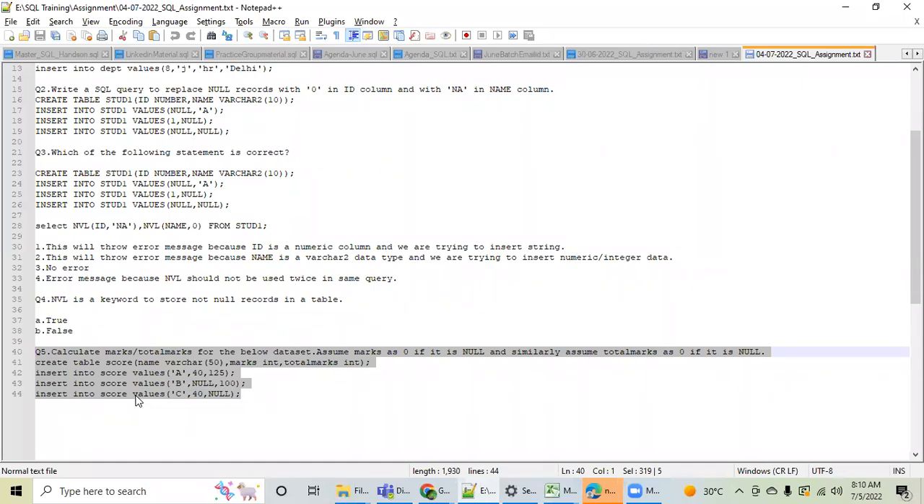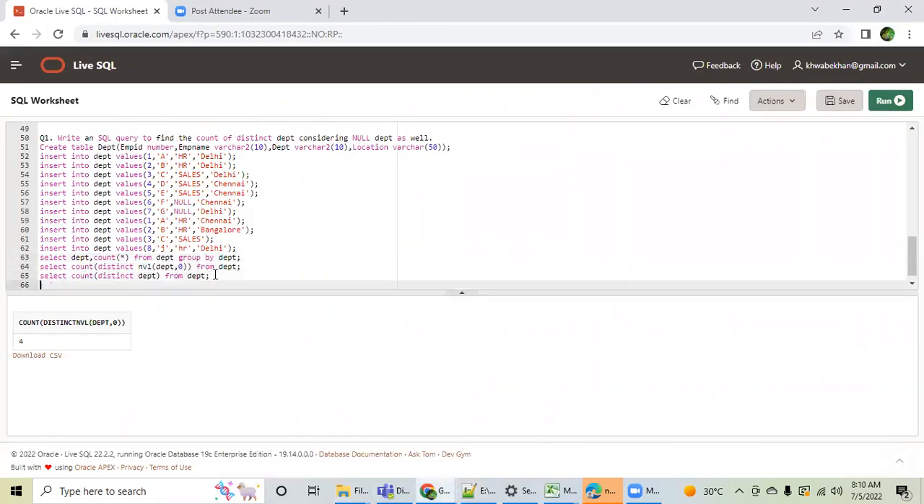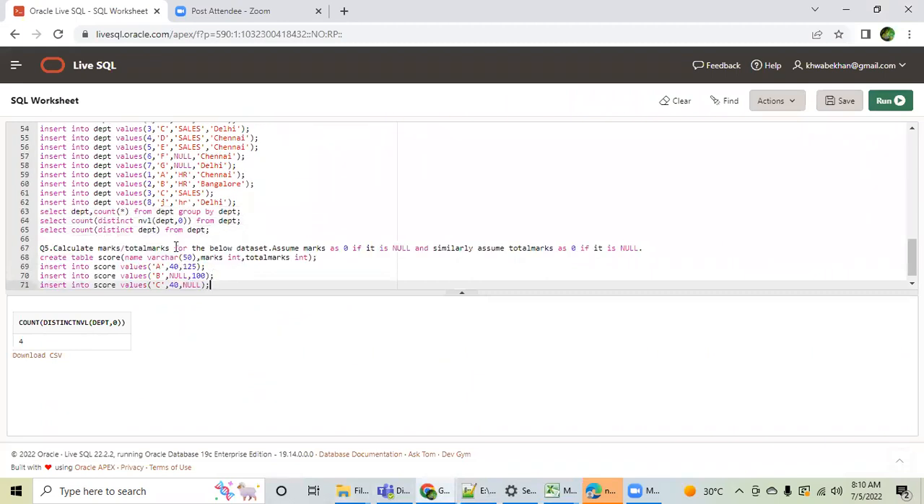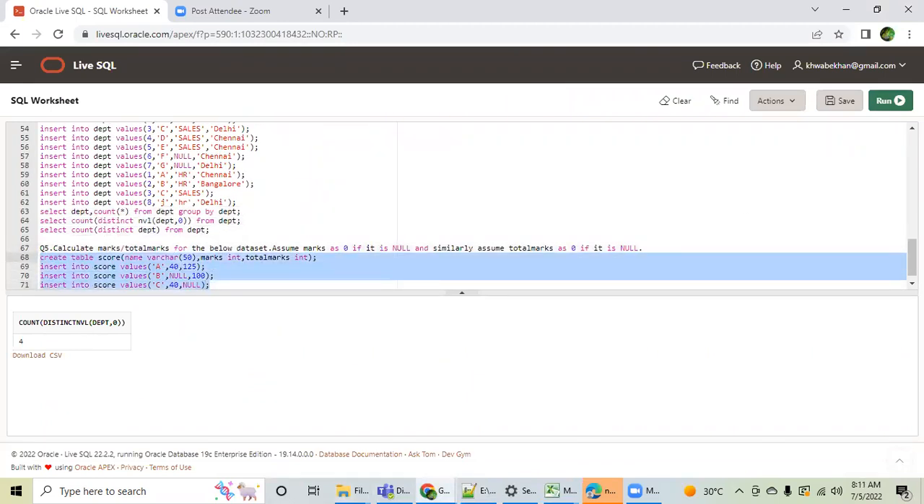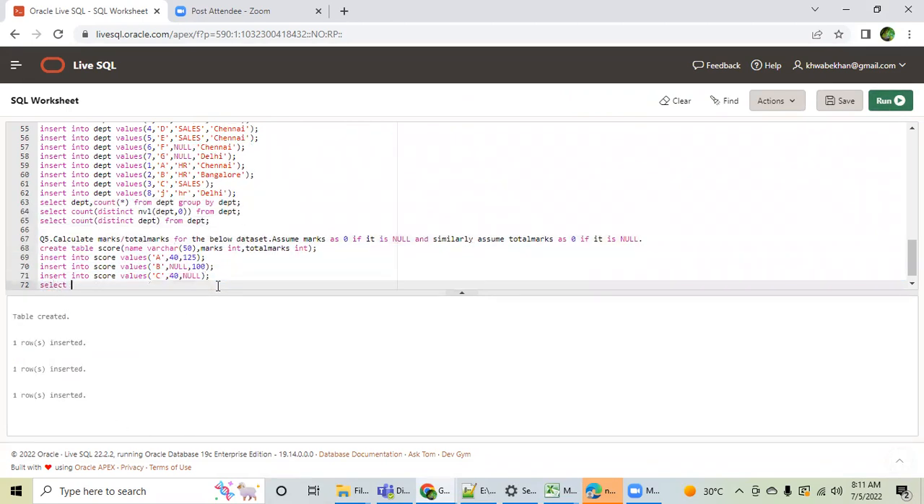Can you please explain this question? Question number 5. Yes, 5, no? Okay, let me explain this. So here the question is, you have this score table. Let me show the data. These are the values you have. A marks is this. And you are doing some calculations, deriving some logic as per your business use case. You have to find marks by total marks.